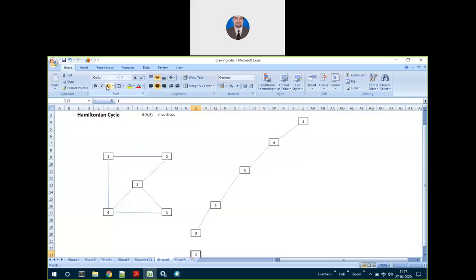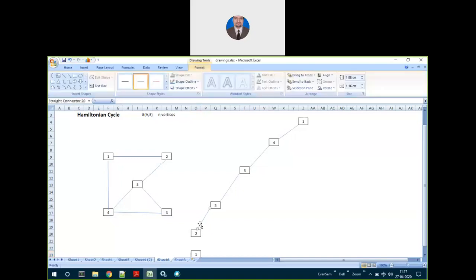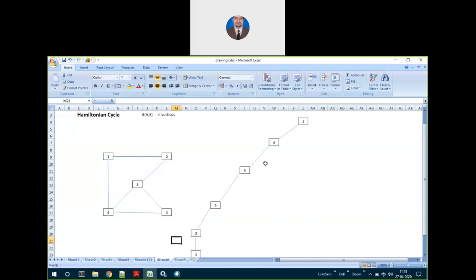Okay, then from 2, where else I can go? 2 is connected to 5, which is already visited. Then 2 to 1 I can go. So 1 once again I will visit, and this time this 1 is what? Again the starting vertex. We started from 1 and we could visit all the vertices exactly once, and we could come back to the first vertex, that is starting from vertex number 1, 4, 3, 5, 2 and 1. So this is one of the paths which could give us the solution as a Hamiltonian cycle.